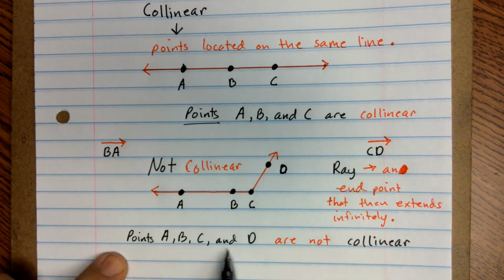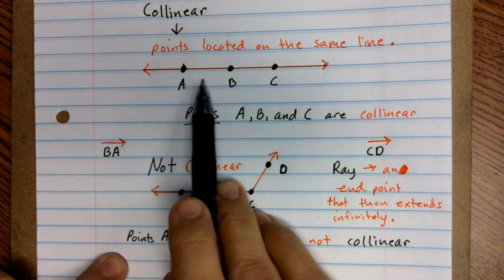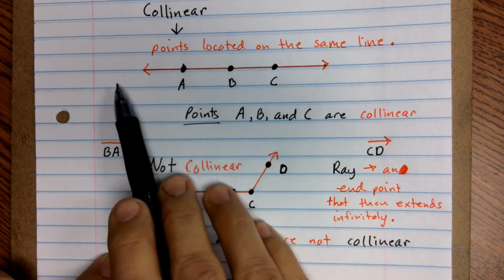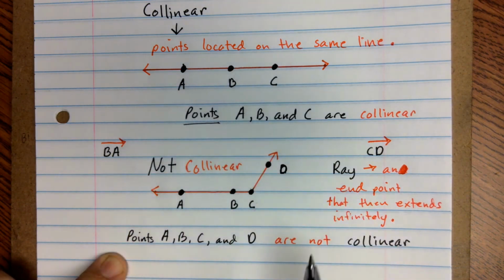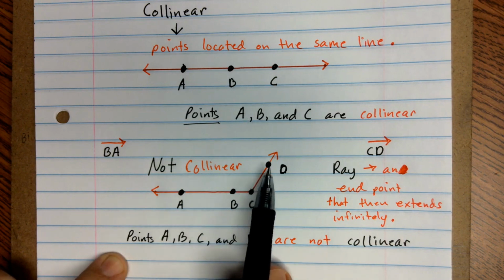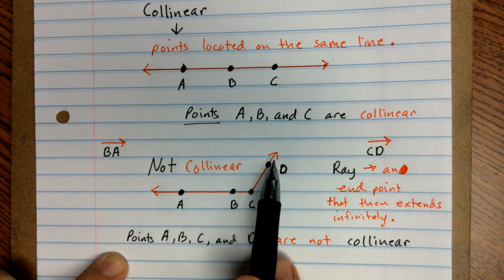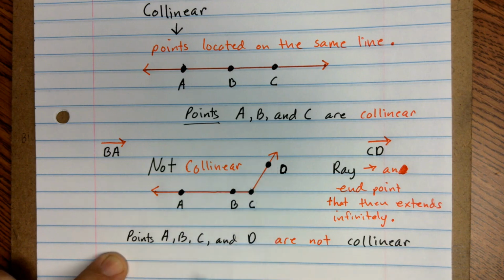Now, points A, B, C, and D are not collinear because they do not all lie on a line. Remember, a line, it doesn't turn a different direction and take off, right? It's just all the way across. So on the line, we have A, B, and C. But in this case, because D is located up here on the top, on a ray that branches off, that is not on the same line. Therefore, it is not collinear.